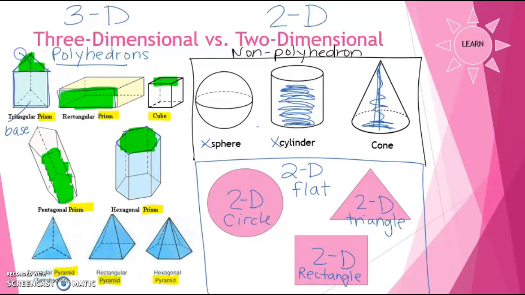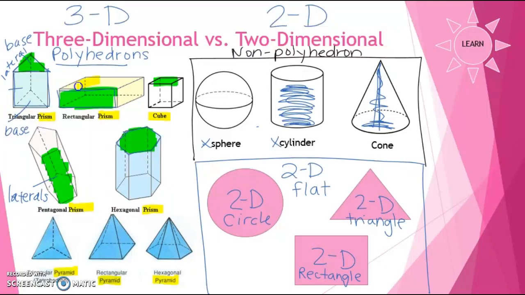The top is called a base, but the sides are called laterals, okay? And I'll label it here. The sides of these shapes are laterals. And you may be asking, well, how do you tell the difference between a lateral and a base? Well, you can tell the difference because of the way that they stand.